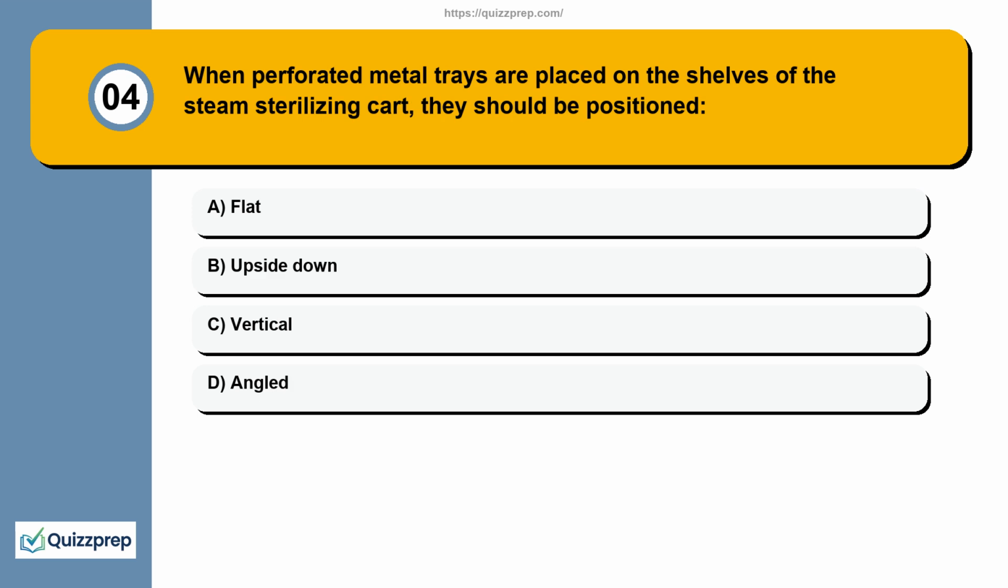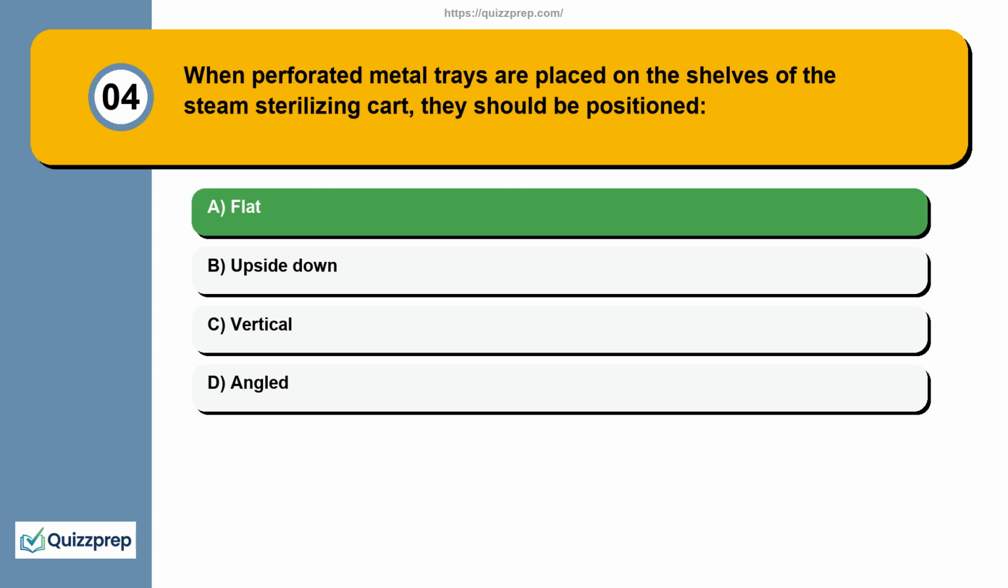Question 4. When perforated metal trays are placed on the shelves of the steam sterilizing cart, they should be positioned: option A, flat. Option B, upside down. Option C, vertical. Option D, angled. The correct answer is option A, flat.